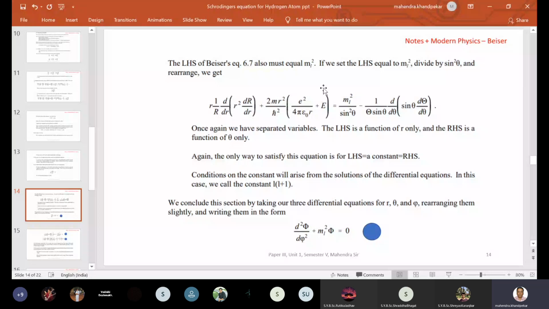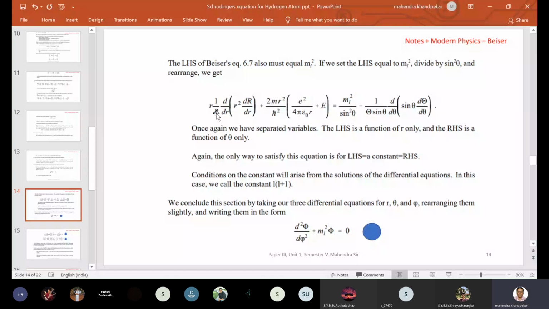And now if we set the LHS equal to ml square, divide by sine square theta and rearrange, again a small mathematical trick is played here. So we get this type of function. Once again we have separated variables. You can see the LHS is a function of r only. See, this whole thing is r. Can you see?